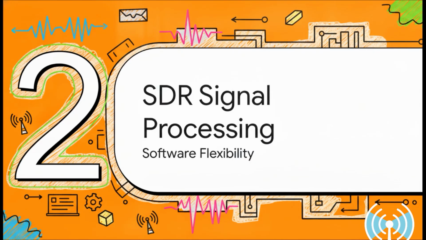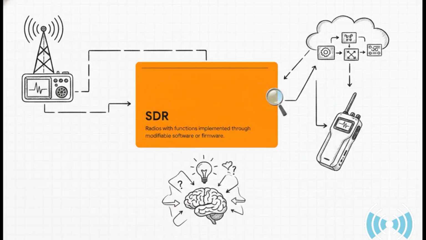Moving on to Section 2, SDR, or Agile Signal Processing. Okay, so let's look at our first major technology category, looking at what happens inside the radio itself. An SDR, which stands for Software-Defined Radio, basically shifts the heavy lifting of radio signal processing from conventional hardware over to flexible software. Think about what this means for a second. You aren't permanently locked into the physical circuitry that the radio originally shipped with.